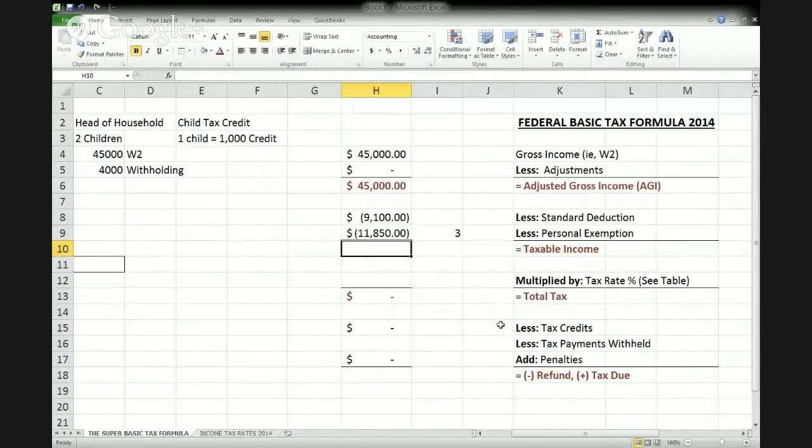So if we calculate that, I'm just going to add it together, because the numbers for the standard deduction and the personal exemptions are already being subtracted because they're negative. So her taxable income in this case is going to be $24,050 out of the $45,000. Now we need to figure out the tax rate. Again, this is a number that is given to us, so we know that it's $24,050.